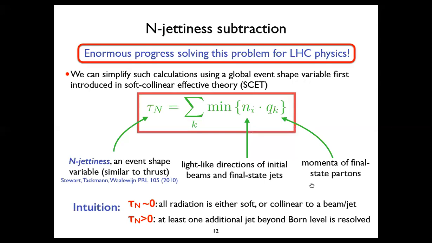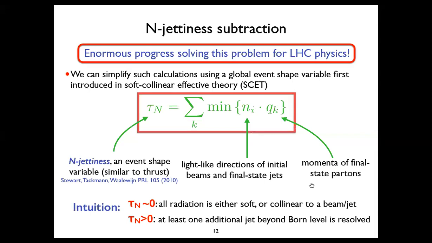Now, there's a very simple intuition associated with this formula. If this event shape variable tau_N is close to zero, it means that all the dot products that appear in this formula are close to zero. And that means that every parton in the final state is either soft or collinear to some beam or jet. If tau_N is much greater than zero, that means you have at least one additional hard jet in the final state beyond the Born level process that you're considering.